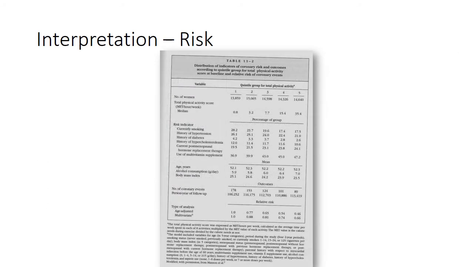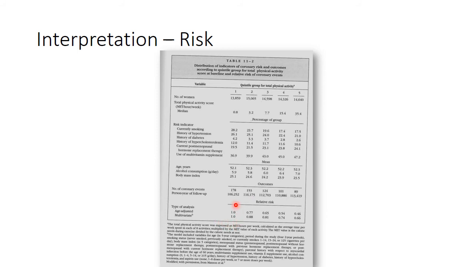Here's another example where they were looking at physical activity in women and looking at coronary risk. So you can see here the quintile group for these different women based on their self-reported physical activity. So again, the lowest quintile versus the highest here, and basically looking at different risk factors. So are they currently smoking? Here are the different percentages: history, hypertension, all of this. And then you can look at things like the number of coronary events they have. And so basically you can see what the relative risk would be between the different groups.